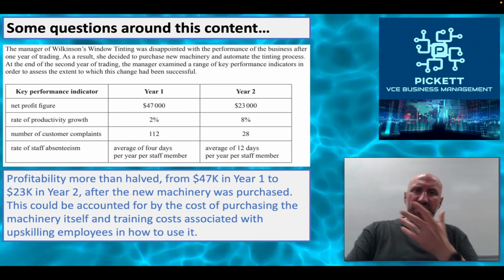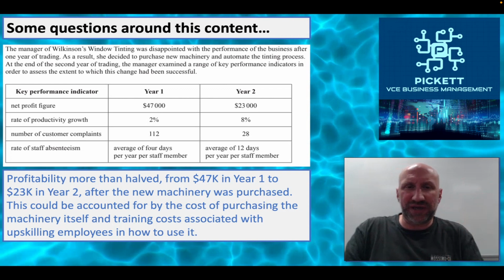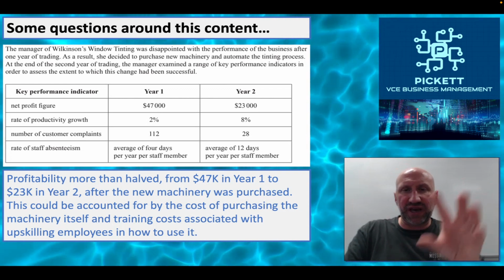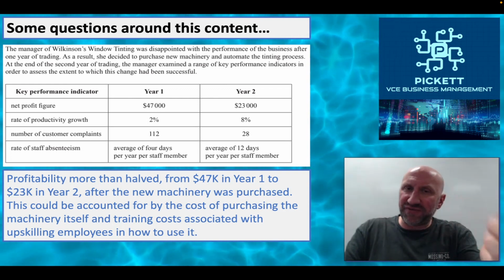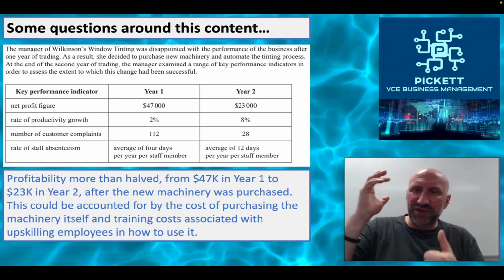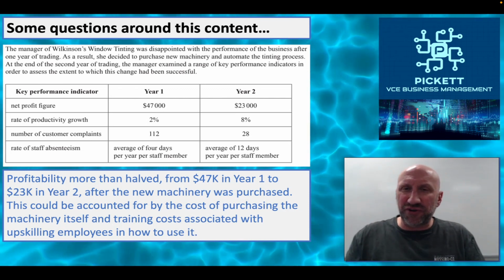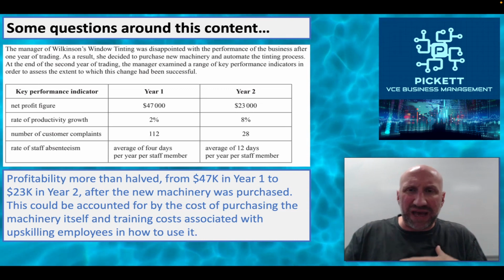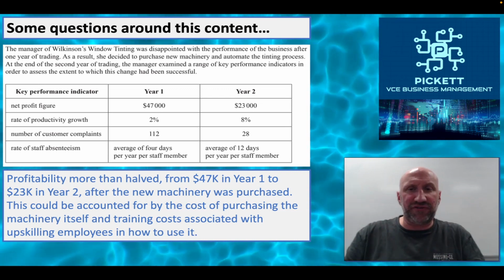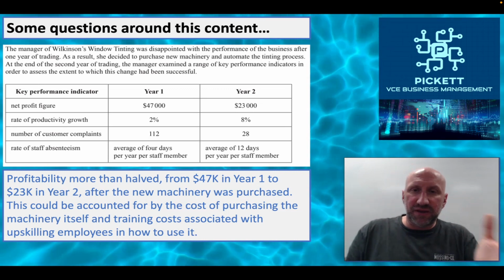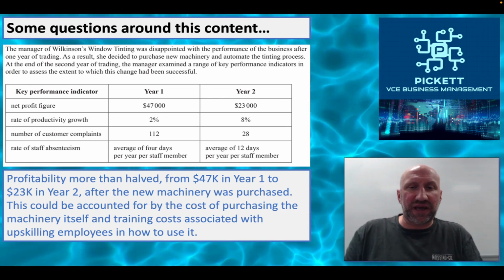What about profit? Profit, obviously a really important KPI. Profit is more than halved. We made $47,000 in profit in year one. We then put this machinery in and we only made $23,000. So you think on the surface, that was a bad move. But you bought the machinery.